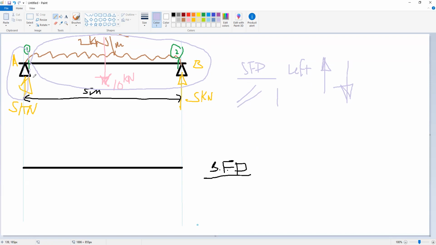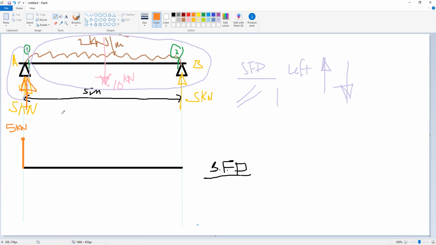5. Do we have any other forces? We don't have any other forces. So we will have 5, and this 5 is going, as you see, upward. So we have 5 upward. Okay, this point is at 5 kilonewton.